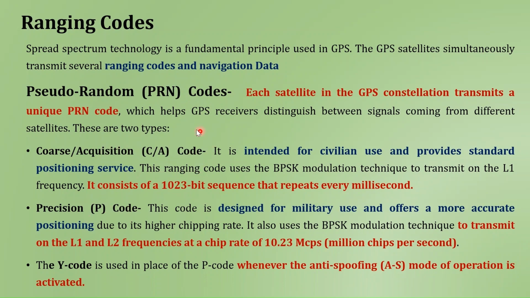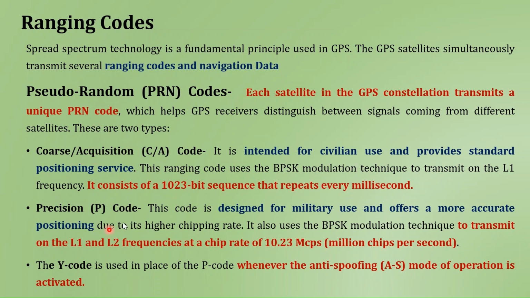This coarse acquisition code is mainly intended for civilian use and it provides the standard positioning service. And this particular code uses the binary phase shift keying modulation technique to transmit on the L1 frequency, and it consists of a 1023 bit sequence that repeats every millisecond.